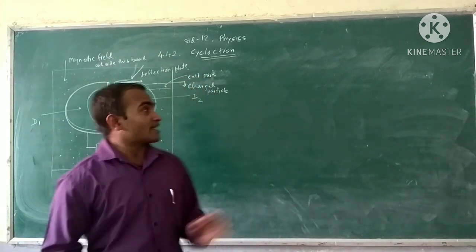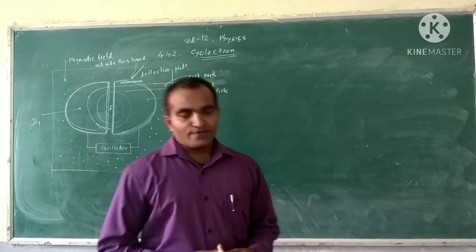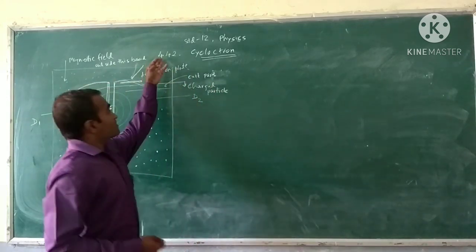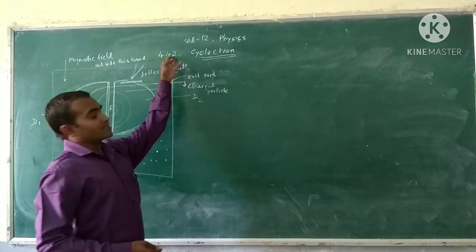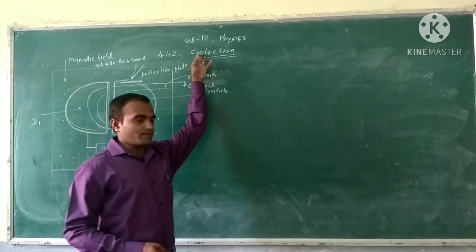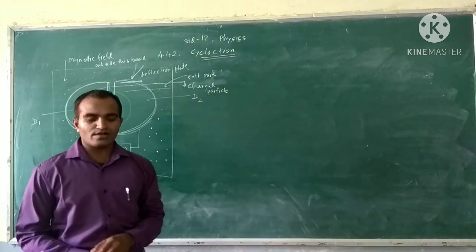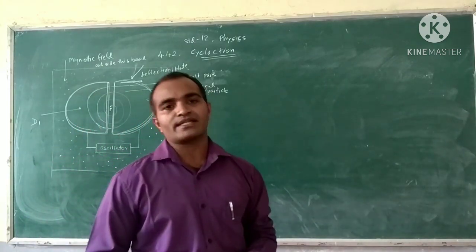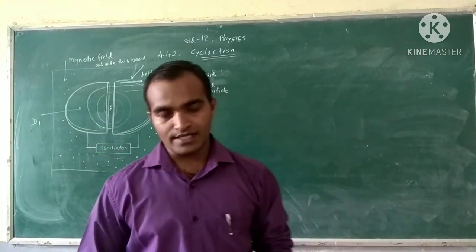Today we will see cyclotron, which is topic number 4.4.2 in your physics textbook. Cyclotron is the device through which you can accelerate the charged particle.